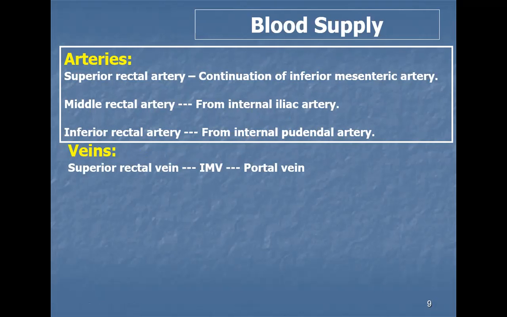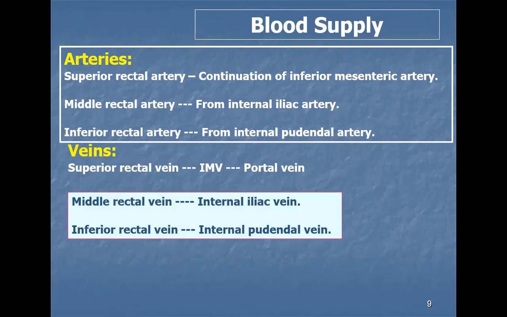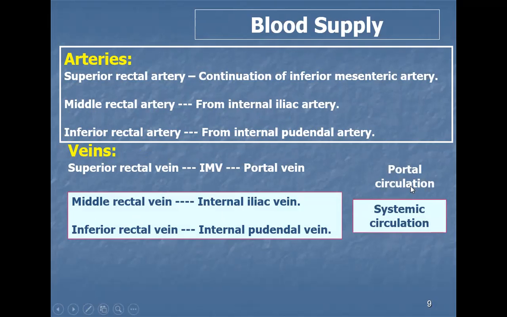Coming to the veins, similarly we have three veins: superior rectal vein, middle as well as inferior rectal vein. These veins are very important clinically, because the superior rectal vein will be draining into the portal vein, and the middle and inferior rectal veins drain into the systemic veins, internal iliac as well as the internal pudendal vein. So this leads to a very important communication between the portal circulation and the systemic circulation.